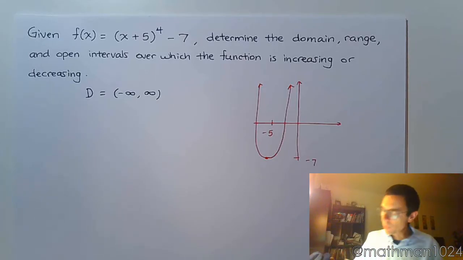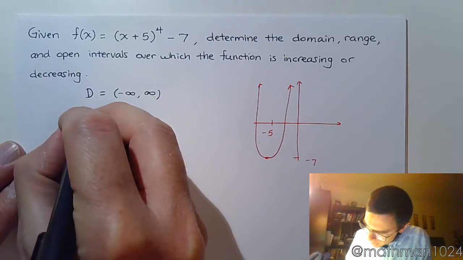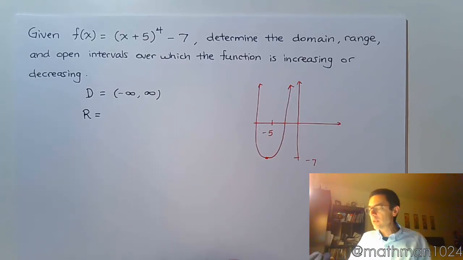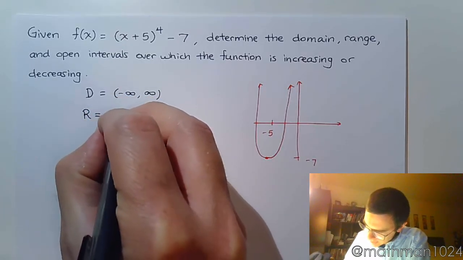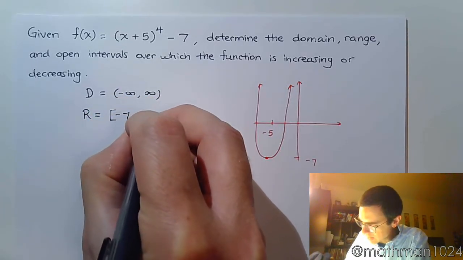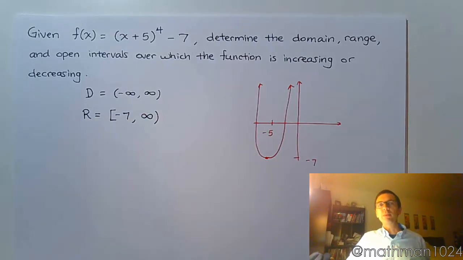So using the shape, it's very easy for us to come up with our range. So the range is a set of y values going bottom to top. So the lowest we get here is -7. So that's bracket -7, and this graph goes all the way up without stopping toward infinity.